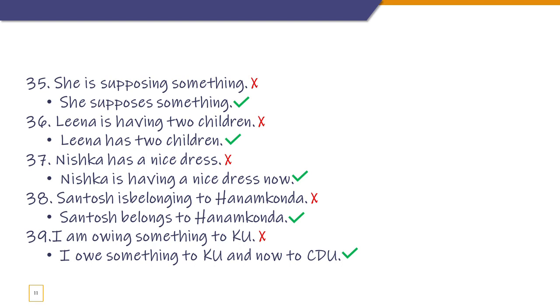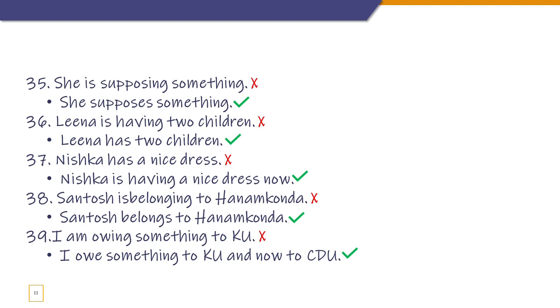The same thing here. If you can see, Nishka has a nice dress. That's also grammatically correct, isn't it? But again, Nishka is having a nice dress now sounds more appropriate, doesn't it? Now, next one. Santosh is belonging to Hanamkunda. That's again, belonging is not a physical action, but it talks about possession. So Santosh belongs to Hanamkunda. That describes him. So that's why simple present.